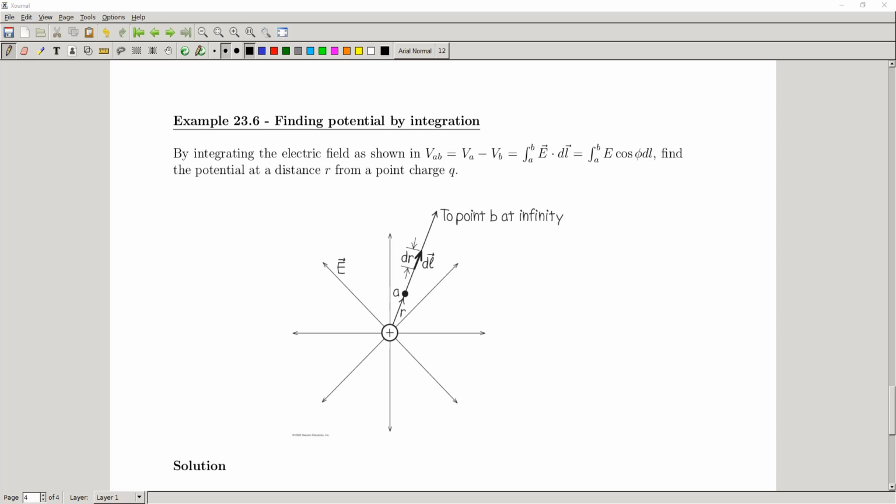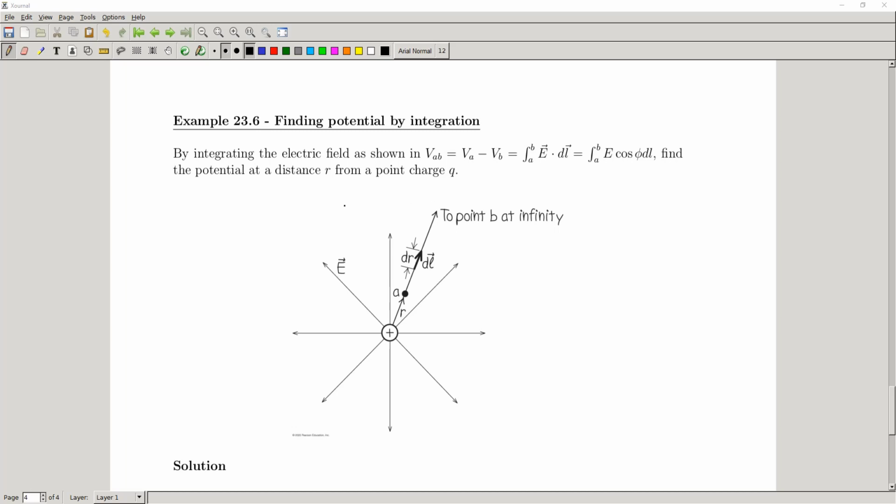So now we're going to take a look at example 23.6, and we want to find the potential by integration here. So what are we going to be doing here? By integrating the electric field, we want to find our VAB using the expression that we see here. So we want to find the potential at a distance r from our point charge Q.